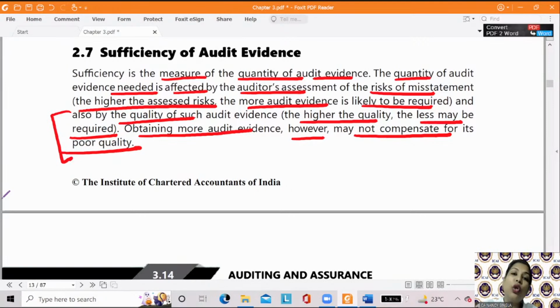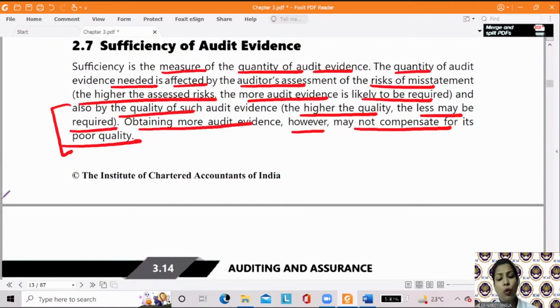Because it is not that you will compromise on quality by taking information from here and there, showing it as audit evidence and compensating for the poor quality. Clear? Now, students, I told you that it is not written anywhere in SA 500 that you obtain 1 audit evidence or 2 or 3 audit evidence. So a broad parameter has been given for sufficiency, that it means the quantity, and it is affected by the risk of material misstatement or the quality also.